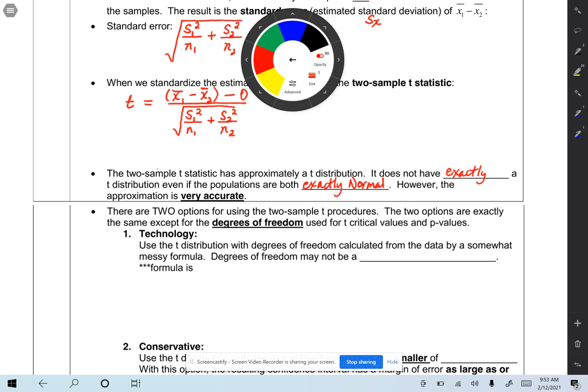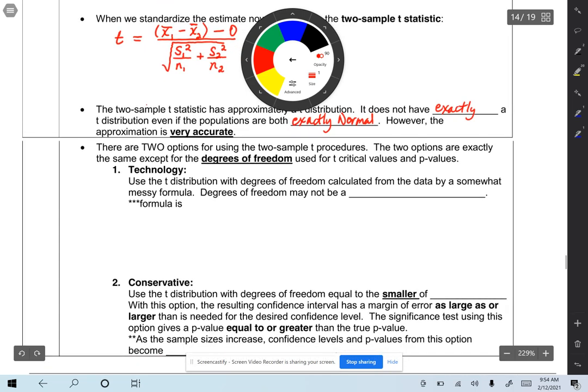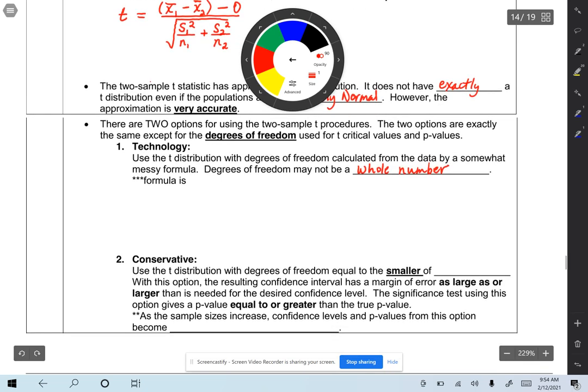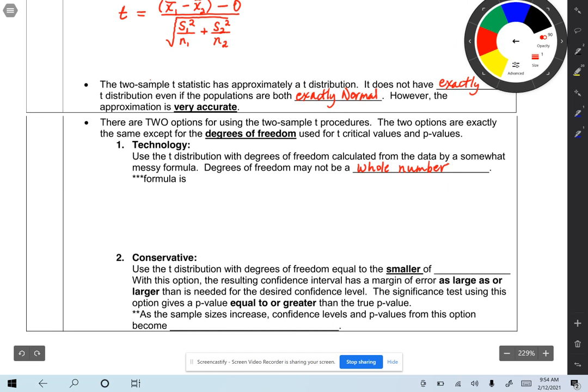So if you're going to use technology, the graphing calculator will do this for you. Use the t distribution with degrees of freedom calculated from the data by a somewhat messy formula. The degrees of freedom may not be a whole number, and the reason why is because you have this fraction I'll show you. You don't have to use this formula. You should never use it by hand.